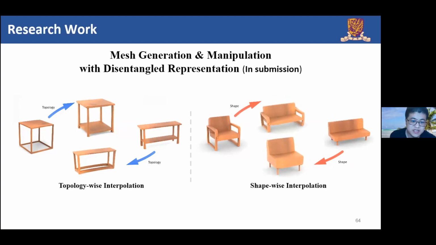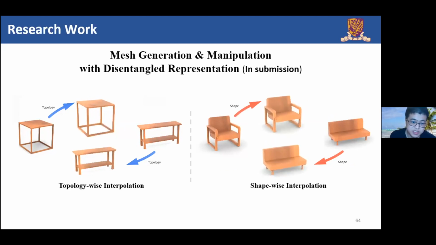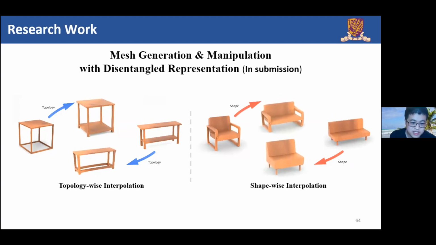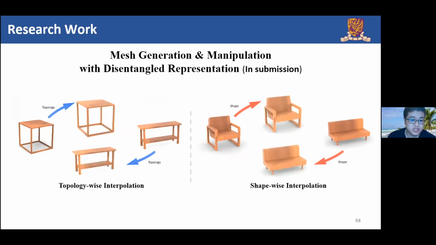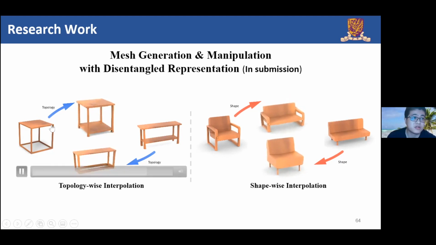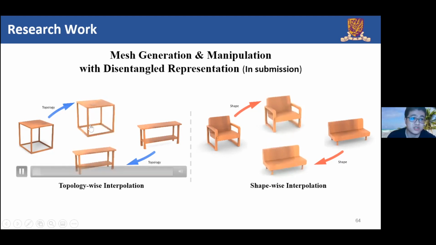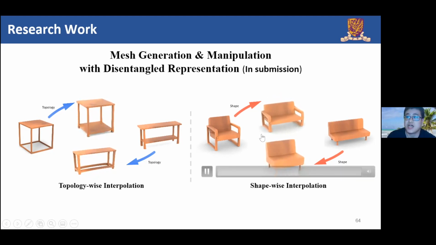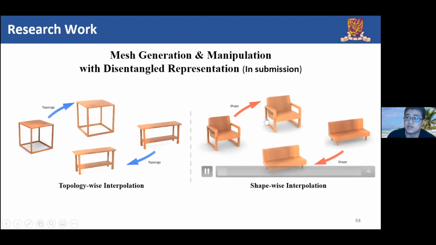The basic idea is that we learn a disentangled representation between the topology and the global shape, such that we can do interpolation. Here we can keep the global shape and just do the interpolation on the topology, and on the right we can keep the topology but do the interpolation on the global shape.